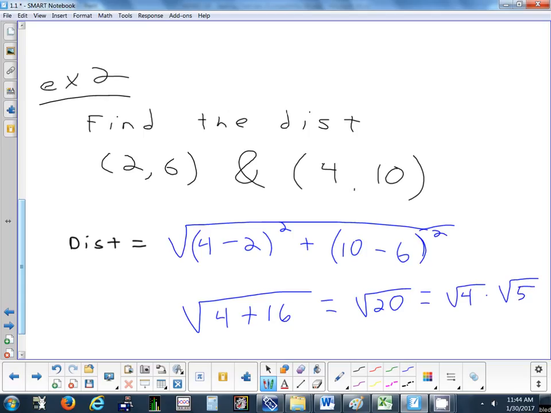If you break it up into 4 times 5, now you've got 2 separate roots. One of them is going to simplify nicely. 2 square root 5. Okay, you probably did that back in algebra, but it is important to make sure you know how to do that.